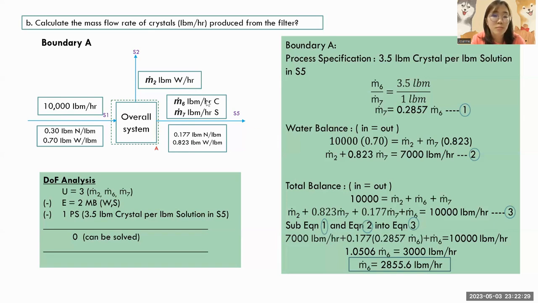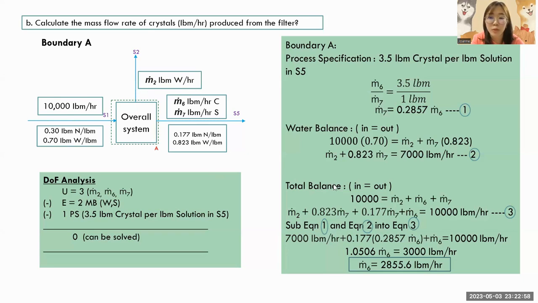It's because M6 is crystal, which only contains pure crystal of sodium carbonate, so it does not contain water, so we didn't consider it in the water balance equation, and we label it as equation 2. And the total balance, in equals out, is 10,000 equals M2 plus M6 plus M7, and we label it as equation 3.